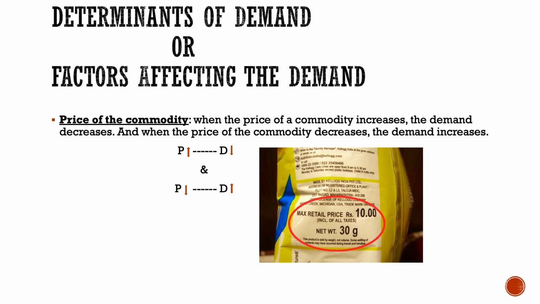When the price of the commodity increases, the demand decreases, and when the price of the commodity decreases, the demand increases. Means what? When things are becoming cheaper, people will buy more, and when things are becoming expensive, people will buy less. In short, when the price increases, people will buy less, meaning the demand will decrease. And when the price decreases, people will buy more and the demand will increase.